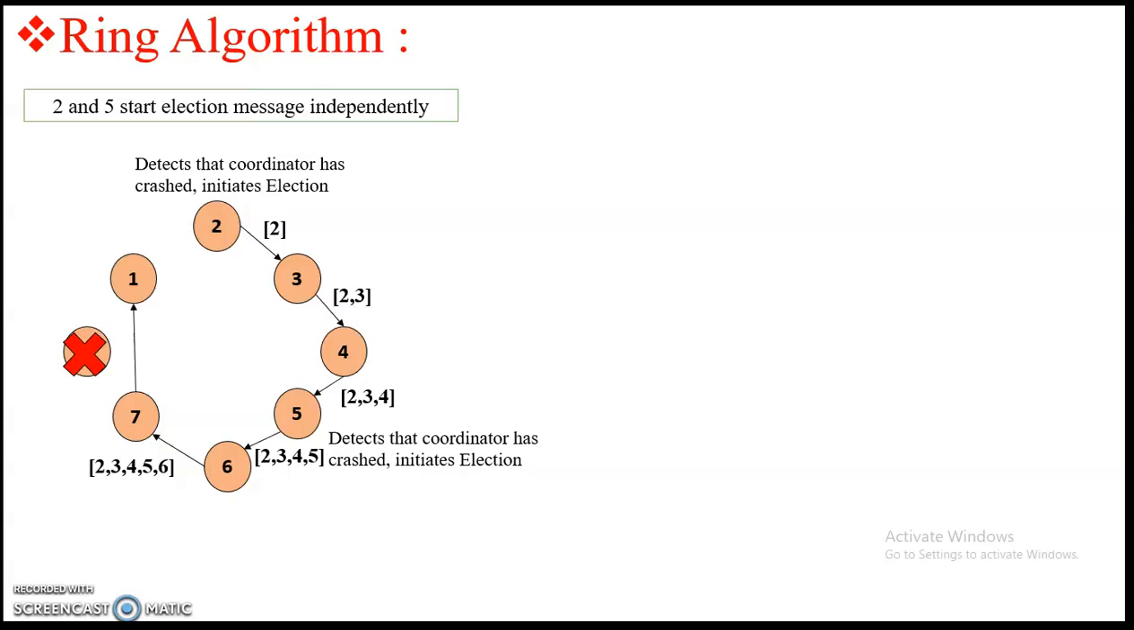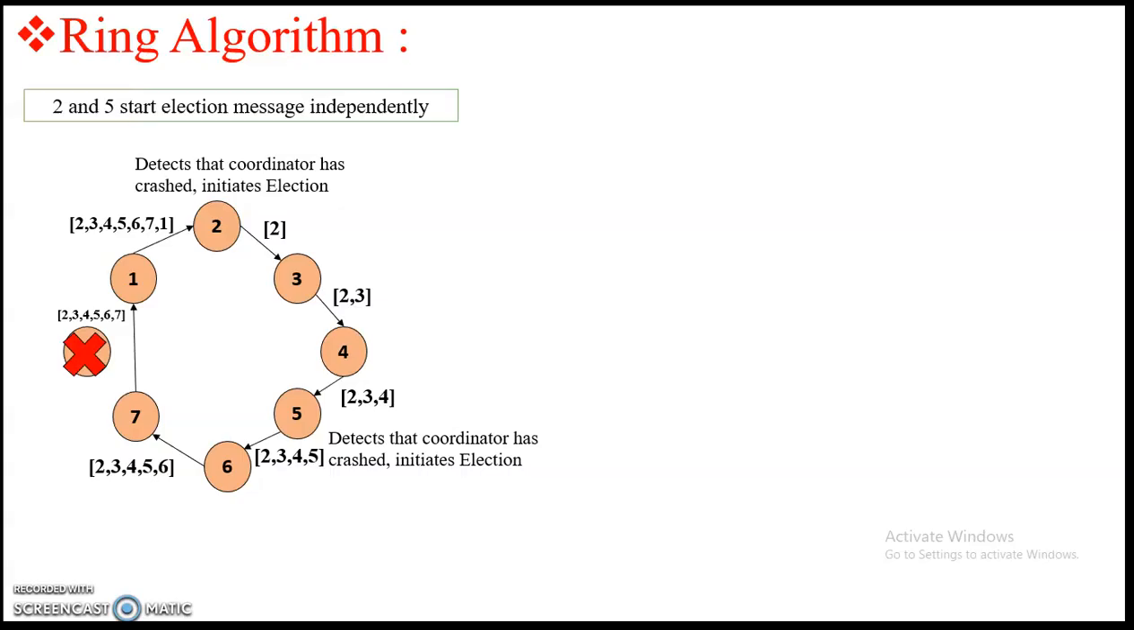7 will send the message to 8, but 8 has crashed. So the next live successor is 1 in the logical ring. So 7 will send a message to 1 by appending itself to the queue. And then 1 will send it to 2 by appending 1 into the message. Now the message has come back to the initiator. 2 initiated the message and it has come back to the initiator, so no need to run the message again.